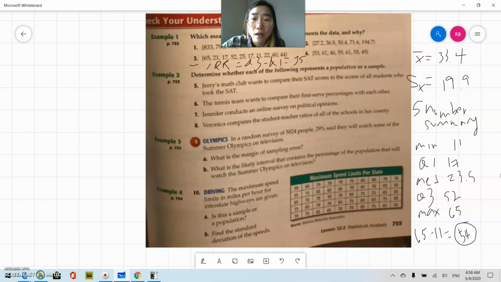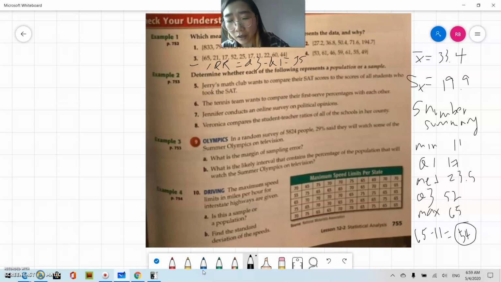So let's look at number 5. Jerry's math club wants to compare their SAT scores to the scores of all students who took this SAT. So this would be population because it says all students, right? So that word all kind of gives it out that this is a population. So I'm going to just write P.